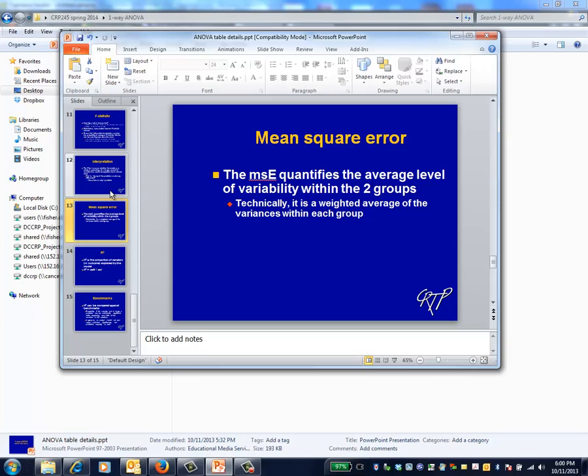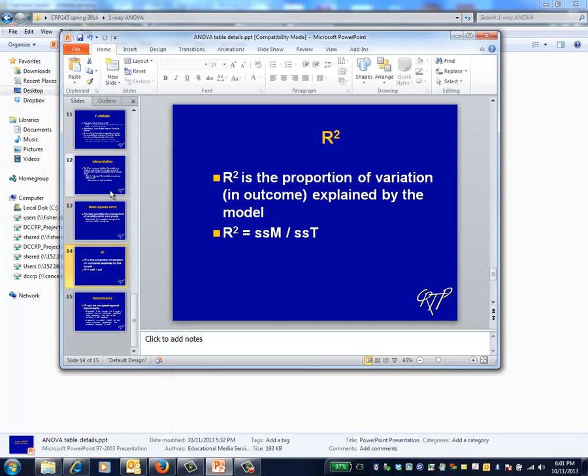The mean square error from the ANOVA table represents the amount of unexplained variation or noise in the system. Apart from being derivable from the formula for the sum of squares for error, the mean square for error also equals the weighted average of the variances of the groups, weighted by their sample sizes.